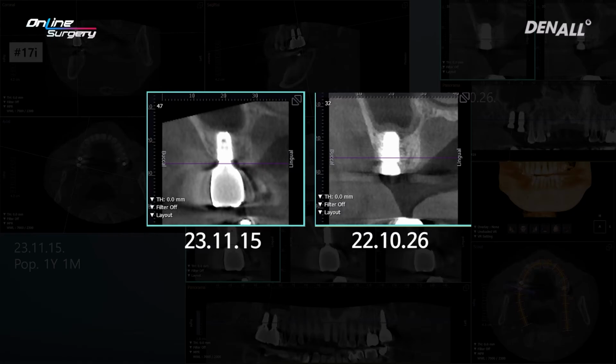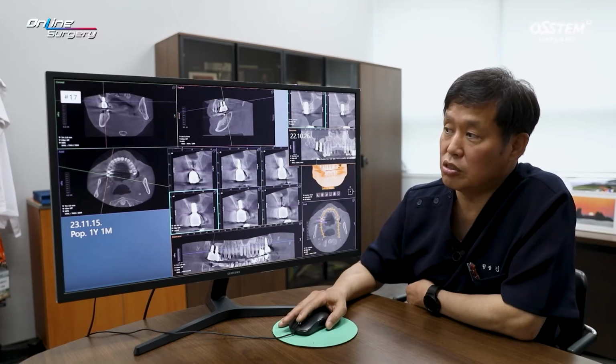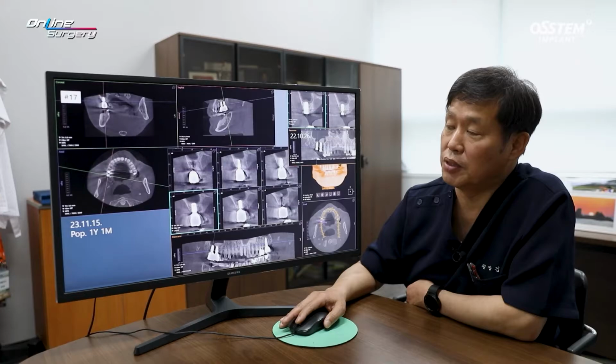In general, the implant apex was slightly deeper towards the palatal side, but there can be bone fill-up even without additional bone graft. Let's see the surgical clip.